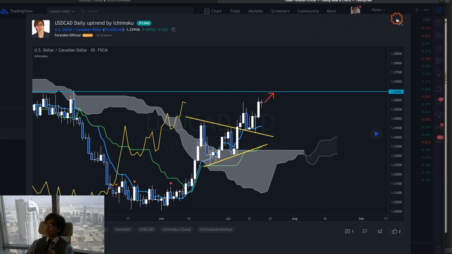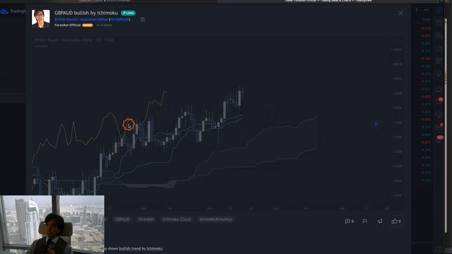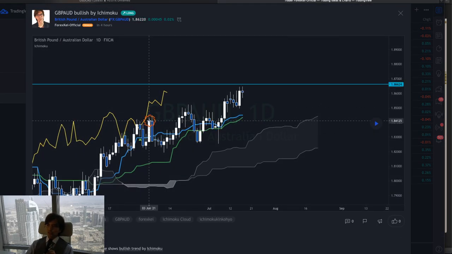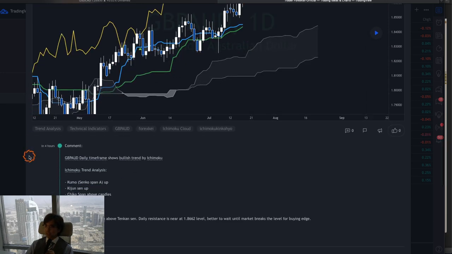So let's look into the other one, which is GBPAUD. I mentioned on this GBPAUD that it's also bullish, simply because, as I mentioned here, Senkou Span A is up. If you see the angle of Senkou Span A, and once again, if you're new to Ichimoku, Senkou Span A is the upper part of the Kumo. So Senkou Span A is up, and the Senkou Span B angle is flat.